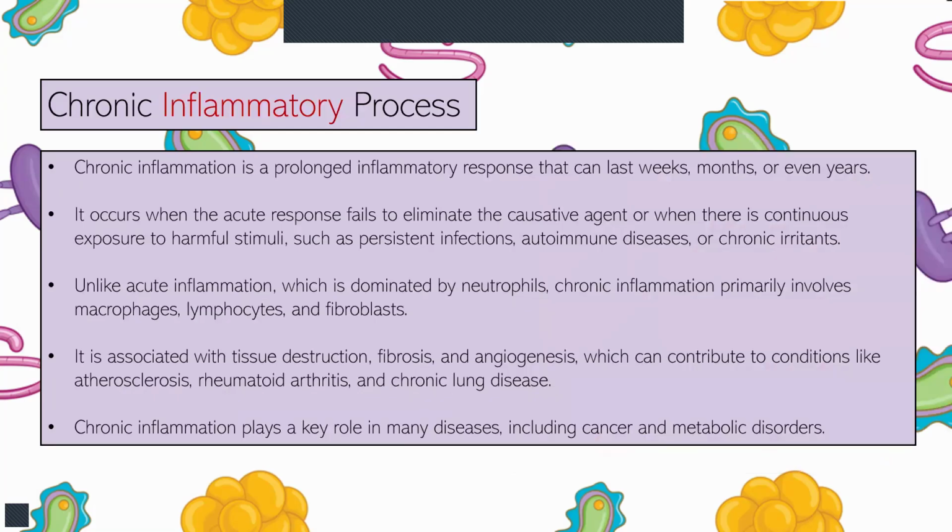Chronic inflammation is a prolonged inflammatory response that can last weeks, months, or even years. It occurs when the acute response fails to eliminate the causative agent or when there is continuous exposure to harmful stimuli, such as persistent infections, autoimmune disease, or chronic irritants. Unlike acute inflammation, which is dominated by neutrophils, chronic inflammation primarily involves macrophages, lymphocytes, and fibroblasts. It is associated with tissue destruction, fibrosis, and angiogenesis, which can contribute to conditions like atherosclerosis, rheumatoid arthritis, and chronic lung disease. Chronic inflammation plays a key role in many diseases. This includes cancer and metabolic disorders.